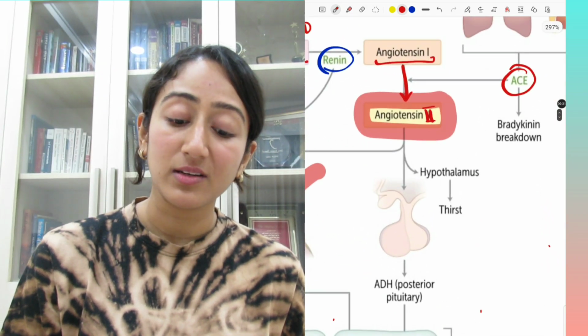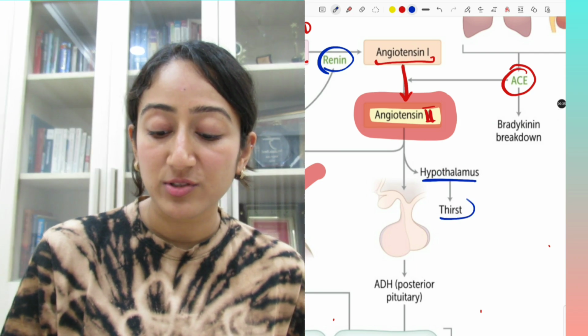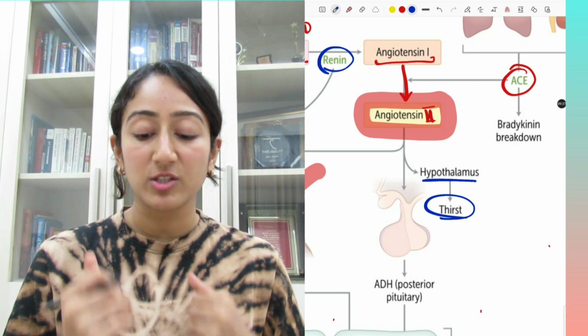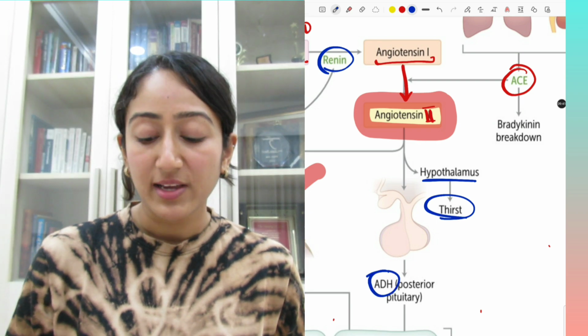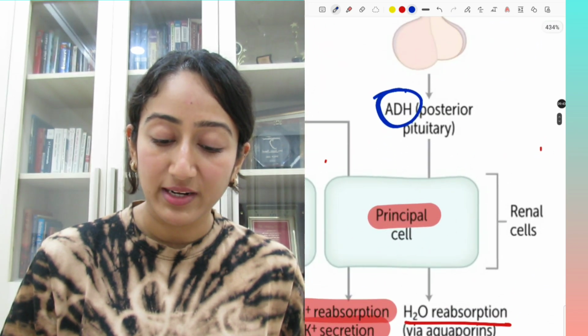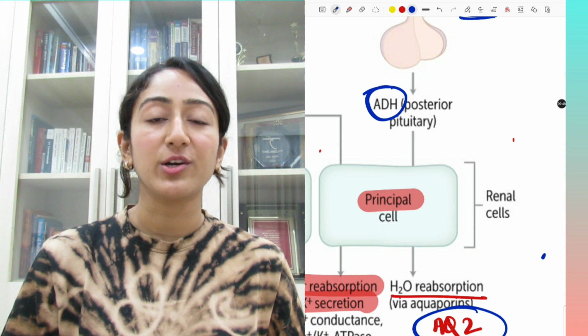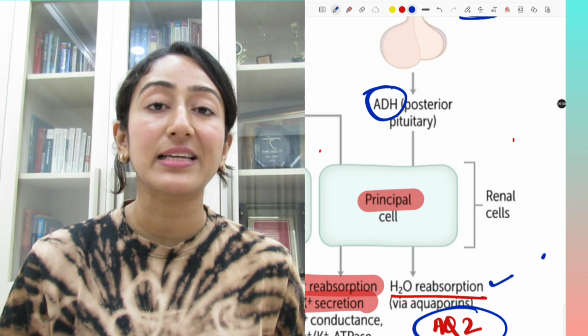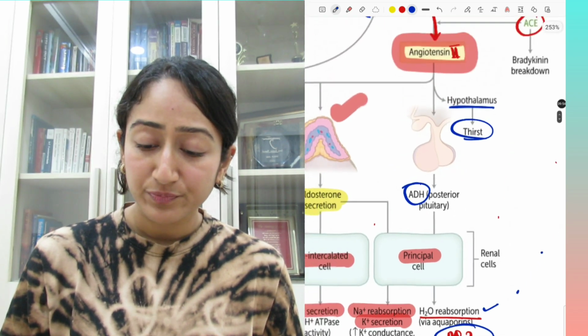And last but not the least, angiotensin is going to act on your hypothalamus and stimulate thirst. Remember, it is going to stimulate thirst, hence increase antidiuretic hormone. And we talked about antidiuretic hormone. It will act on these aquaporin 2 channels and stimulate them, causing increased water reabsorption via the principal cells in the collecting duct.